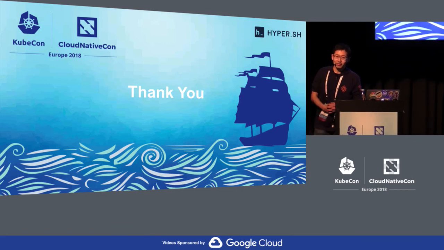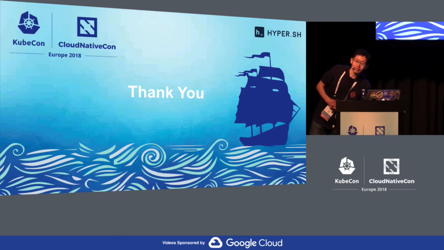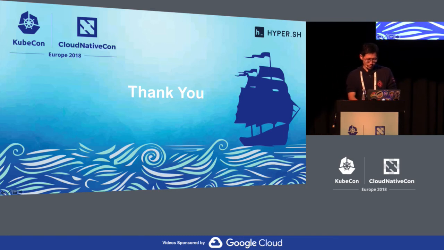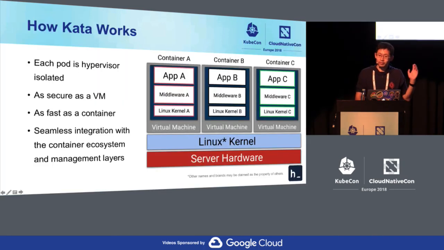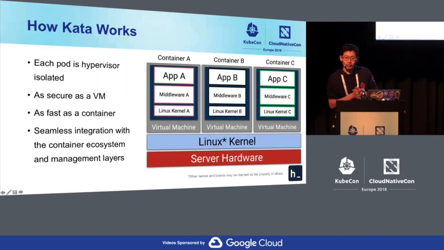Thank you. Earlier, you showed an example with 3 Kata containers, and each Kata container contains an app, some middlewares, and a Linux kernel. Is it possible to trick this usage and just embed an application and use the kernel from the host?